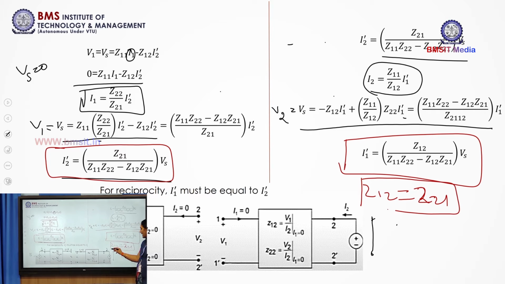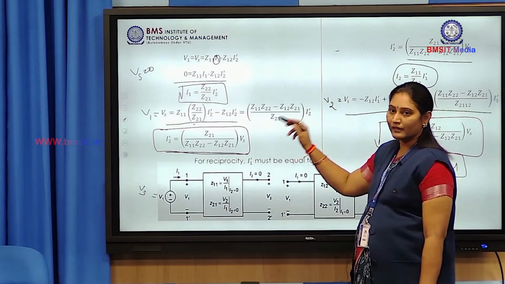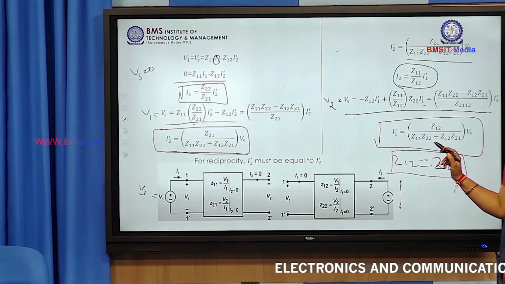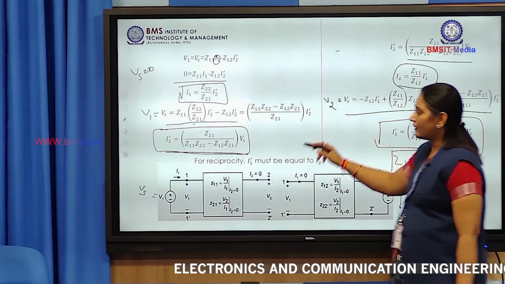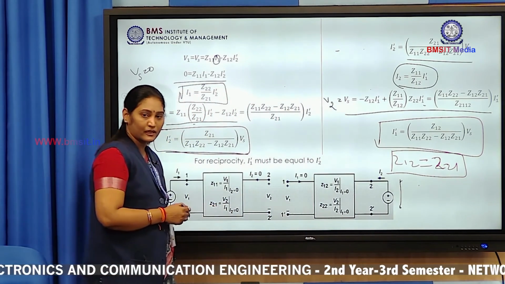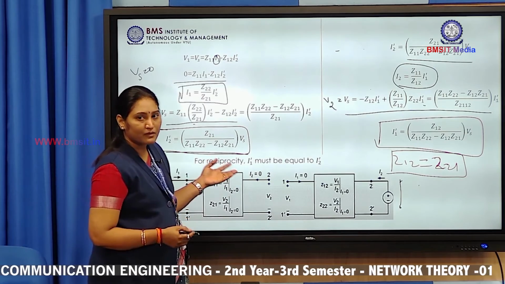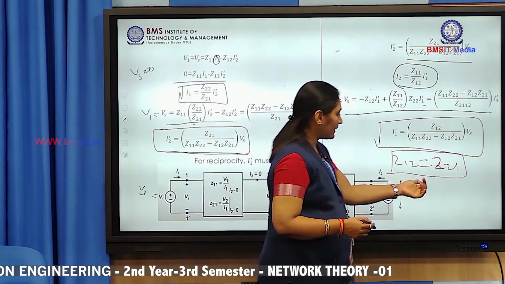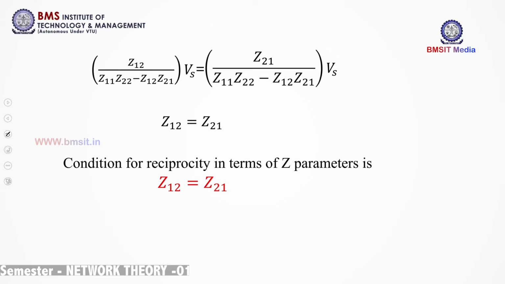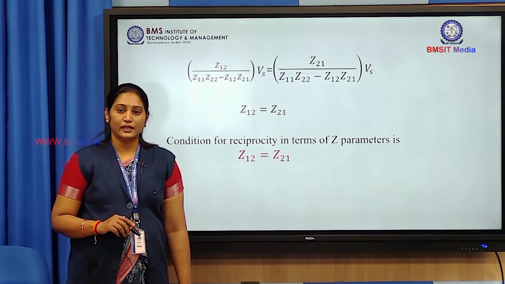So what does that mean? That network should have the parameters Z12 equal to Z21. That means I2 dash will be equal to I1 dash. So, this shows that even if we interchange the responses and the excitations, we will get the same current and Z21 will be equal to Z12. So, we have proved that Z12 will be equal to Z21.